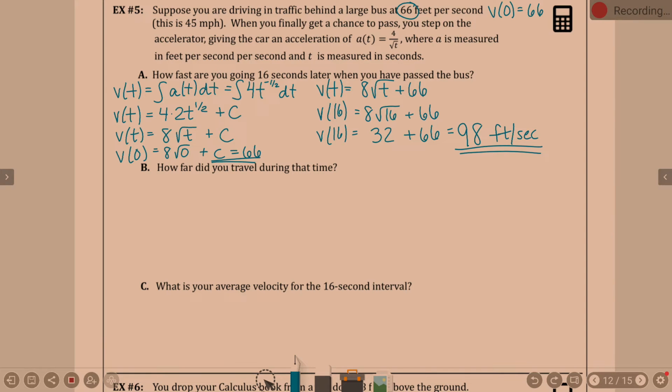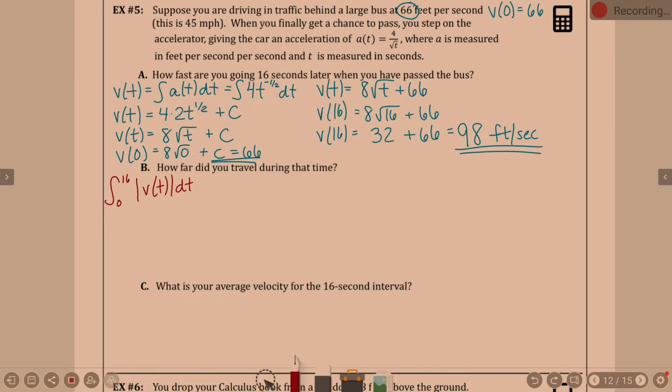Okay, B. How far did you travel during that time? Integral. So we're doing the integral from 0 to 16. Officially, it's how far did you travel during that time. So that to me says total distance, yes? So that to me says it's the integral of the absolute value of v of t dt from 0 to 16.